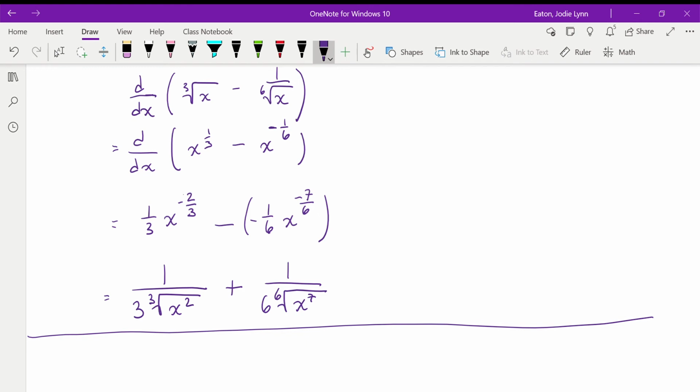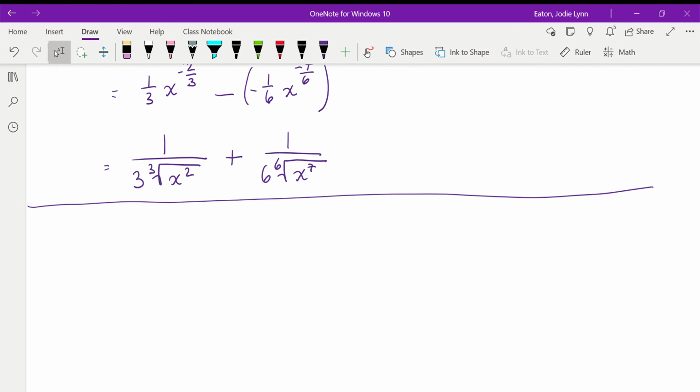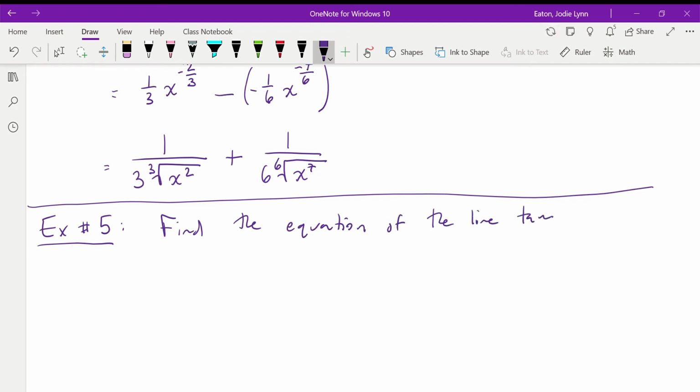So we may want to calculate either the slope or the equation of a tangent line at a particular point of the function. So in this next example, we're going to be using our rules to find a derivative in order to find the equation of a tangent line. So we are going to find the equation of the line tangent to f of x equals x squared plus 2 at (3, 11).